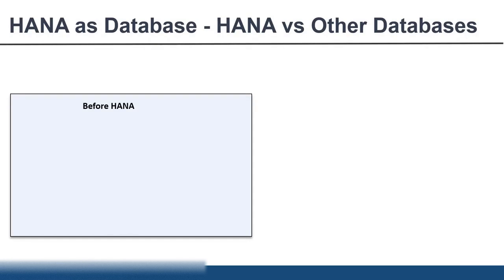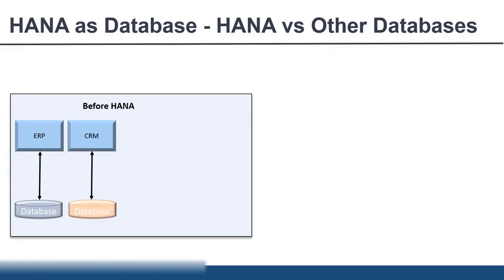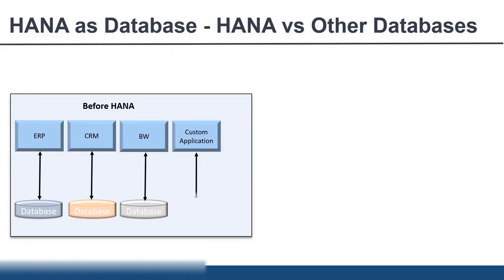Here you can see the difference between any non-HANA database and HANA database. If you are using any non-HANA database and if you are using multiple different applications, then you have different systems. You need different systems for different purposes. Say for example, if you have ERP, then you will have a separate database. If you have CRM, then you need to have a separate database. If you have a BW system, you need a separate database, or any other custom application if you are using, you need a separate database.